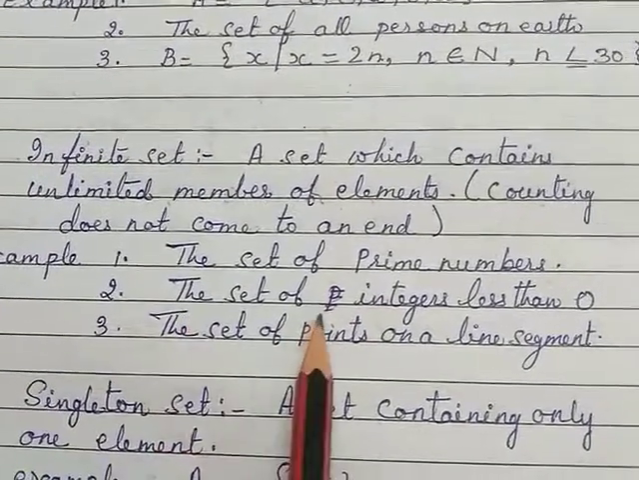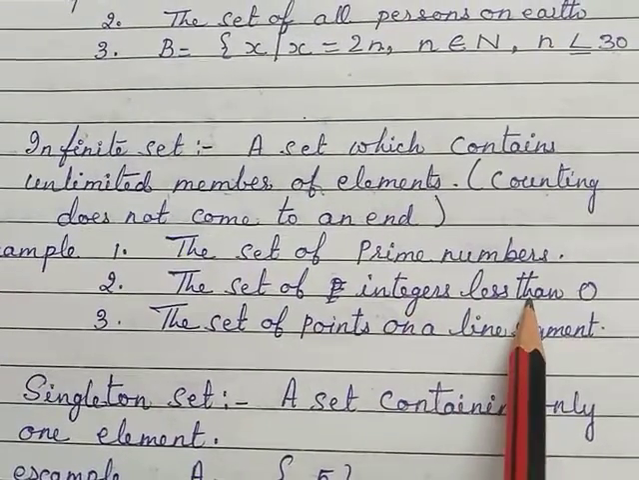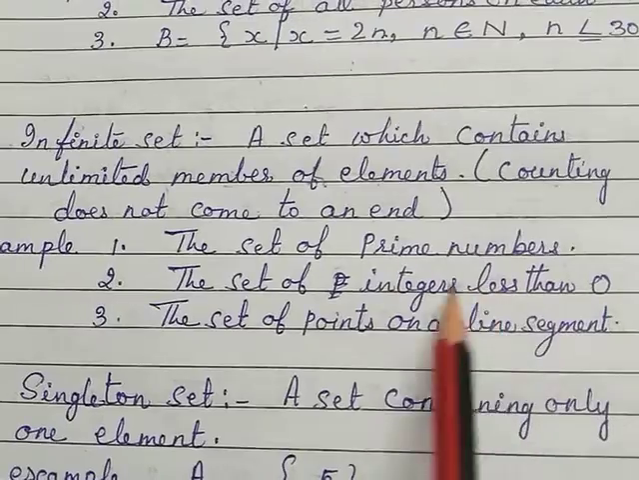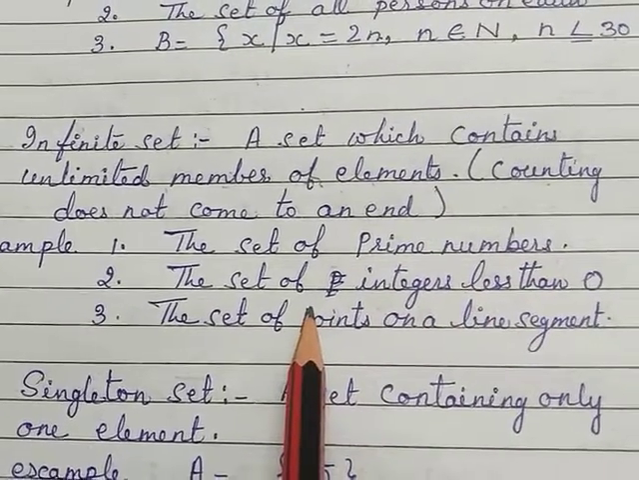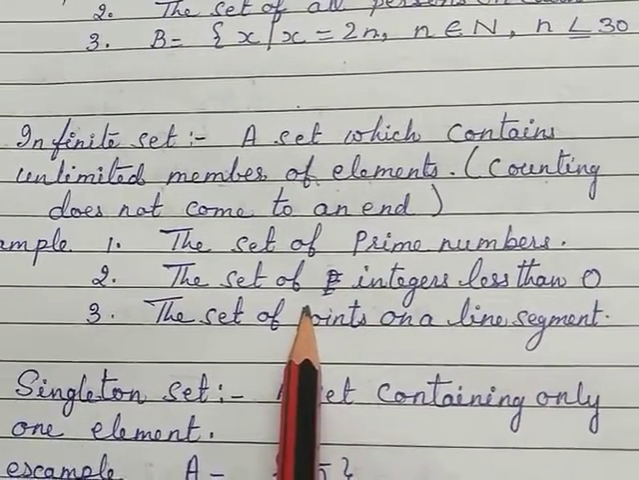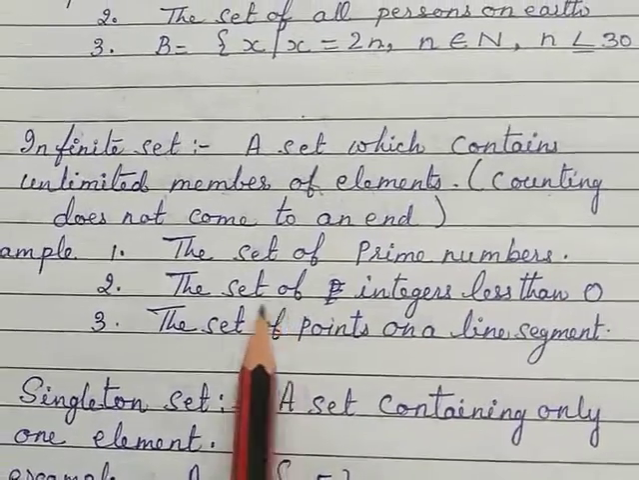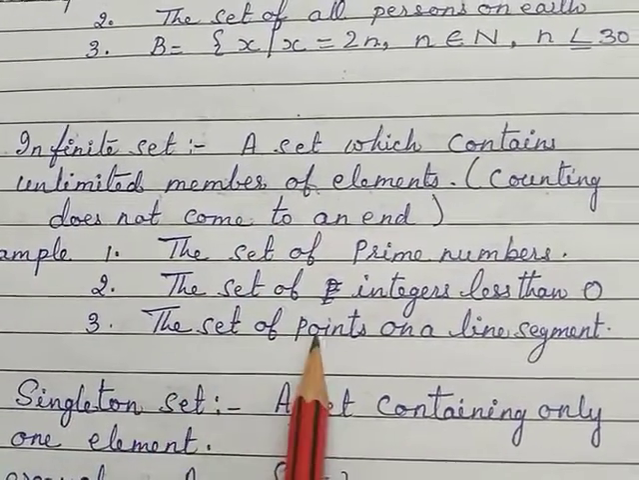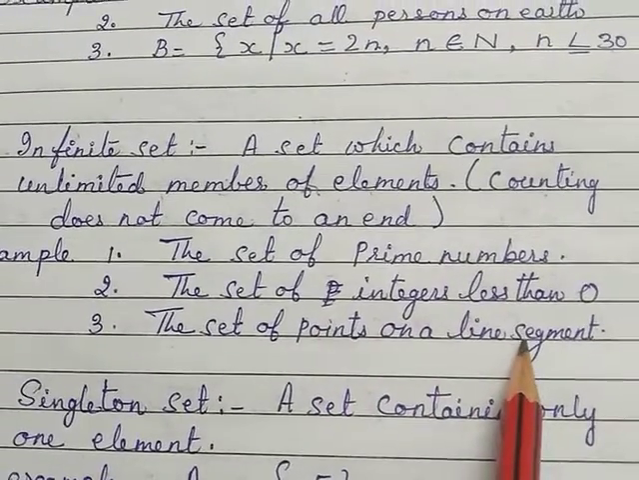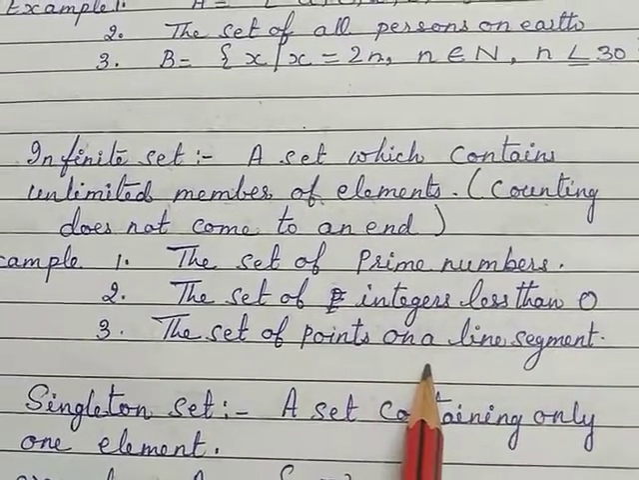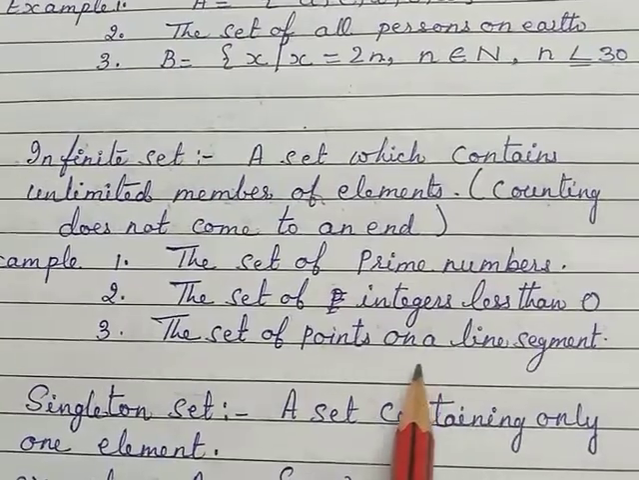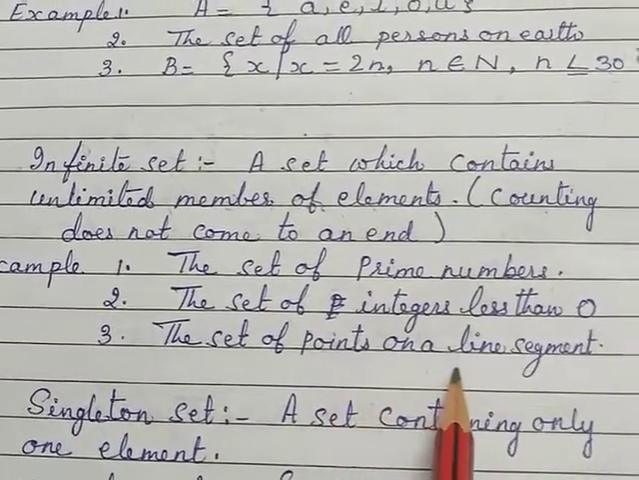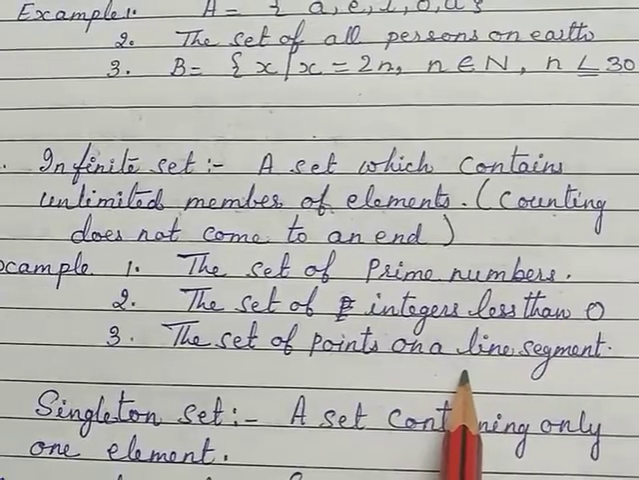Then the set of integers less than 0. All the negative numbers are less than 0. There is no end, so we can say this is an infinite set. The set of points on a line segment: on a line segment there are unlimited points, no end. So the counting does not come to an end, and this is an infinite set.